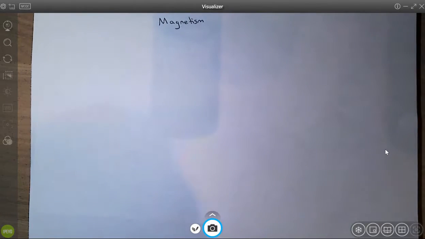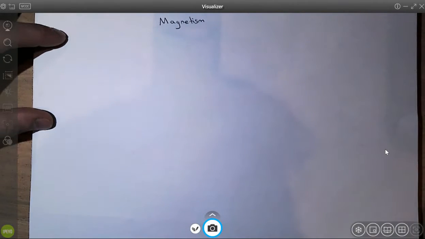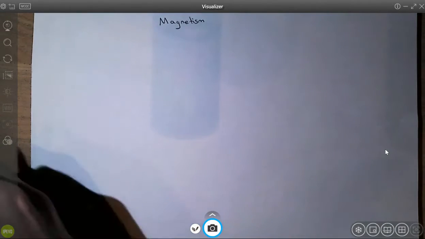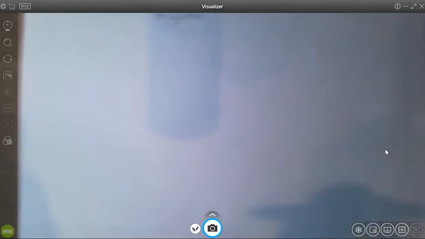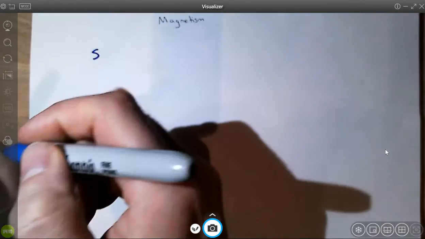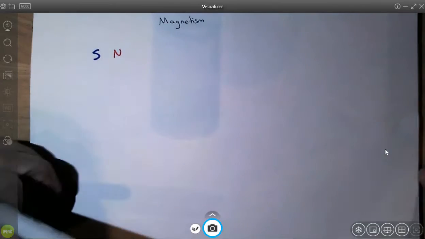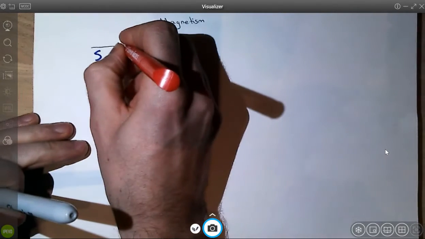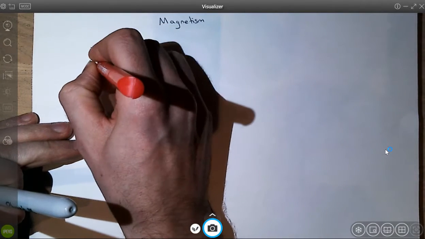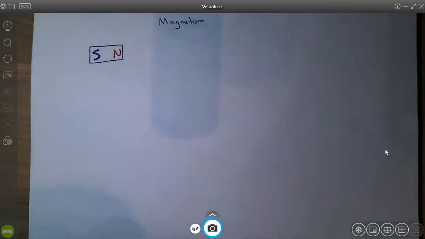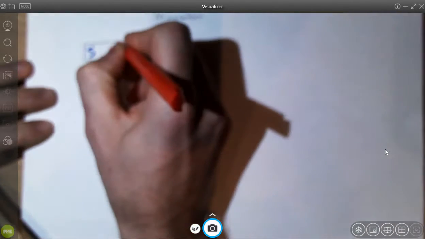In this video, we're going to look at magnetism for GCSE science. So the most basic thing that students need to be able to do is, of course, draw the magnetic field around a bar magnet. This is a skill they should have from Key Stage 3, but you can never be too careful. So let's draw the field.